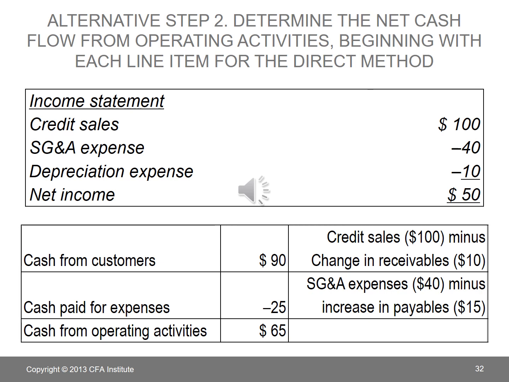There was an SG&A expense of $40, but based on the increase in payables of $15, one can assume that the company only paid cash of $25. The depreciation expense is non-cash, so it should not be included. And if working from a statement of cash flows prepared with the indirect method, it is necessary to remove all non-operating items from revenue, the gain on sale of equipment, for example, and to remove all non-cash expenses from the expense items.